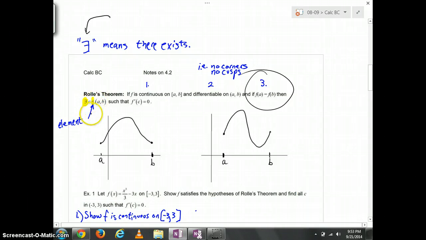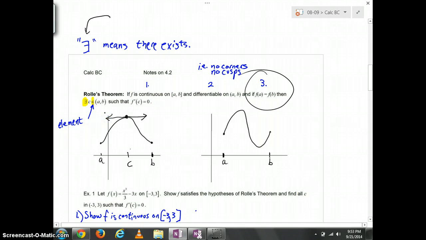Here's the element of symbol, that almost looking like the Greek letter epsilon. It belongs to the open set a to b such that f prime of c equals 0. What this theorem is really saying is if your function's continuous, if the derivatives exist everywhere on the open interval, and if f of a equals f of b, then there is some x value, we'll call it c, such that when we take the derivative at c, we'll get 0.